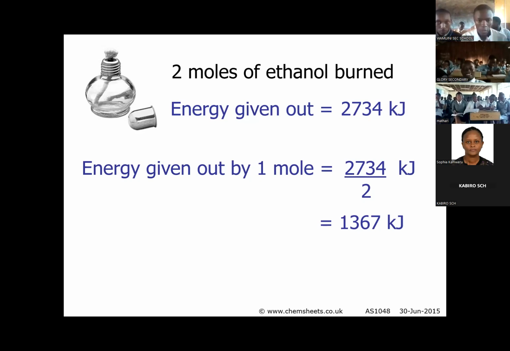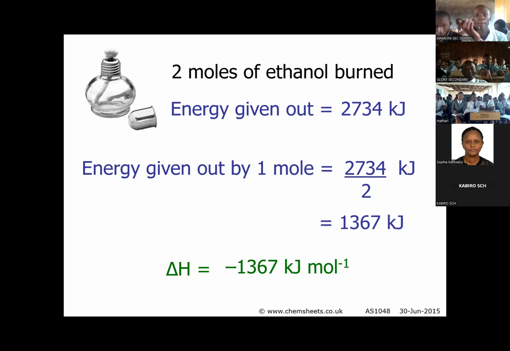But because it's burned, the heat will be given out. And you should remember from last time, if you were here last time, that an exothermic reaction has a negative sign in front of the kilojoules. That is because the heat is lost from the chemicals. In other words, the delta H for this would be negative 1367 kilojoules per mole. It doesn't matter whether you write kJ/mole or kJ mole to the -1. It means exactly the same thing. It means kJ over moles.